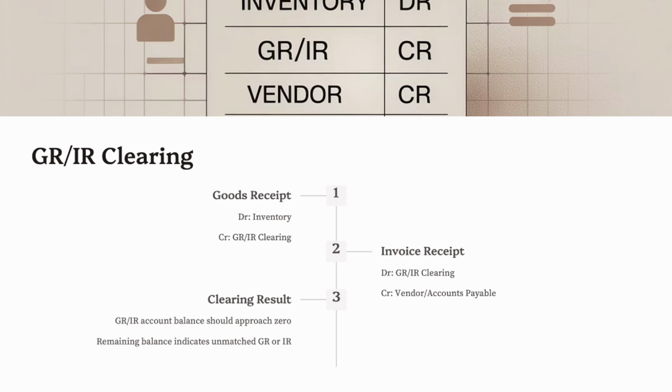Restrict vendor entry. Delayed invoice posting. Late payment fees. Inaccurate financials. Define SLAs, use reminders or alerts for pending invoices.